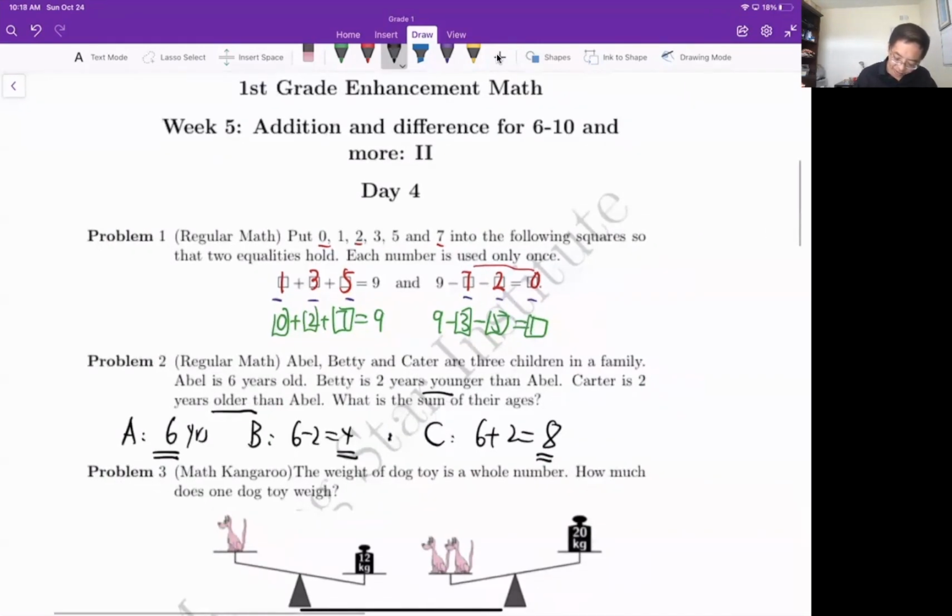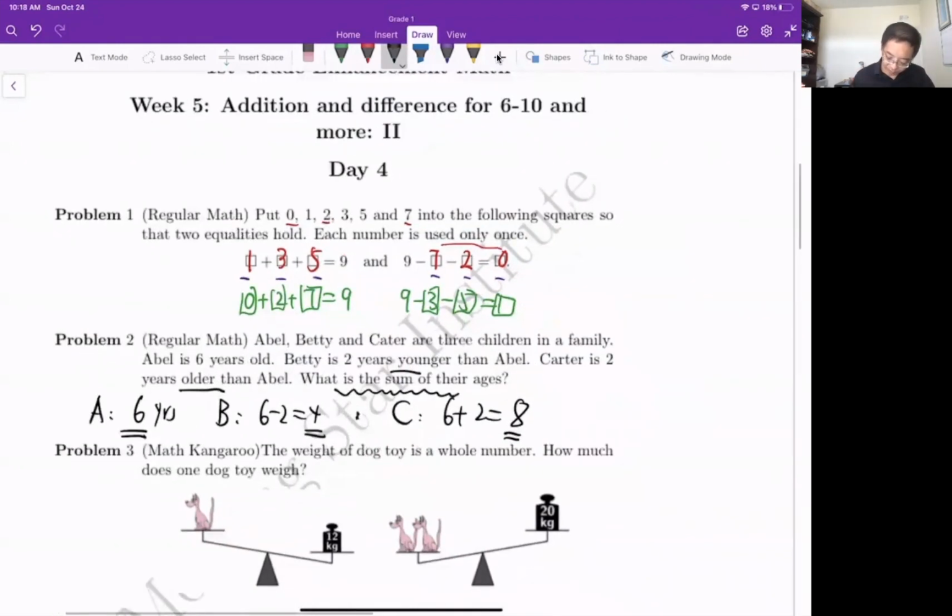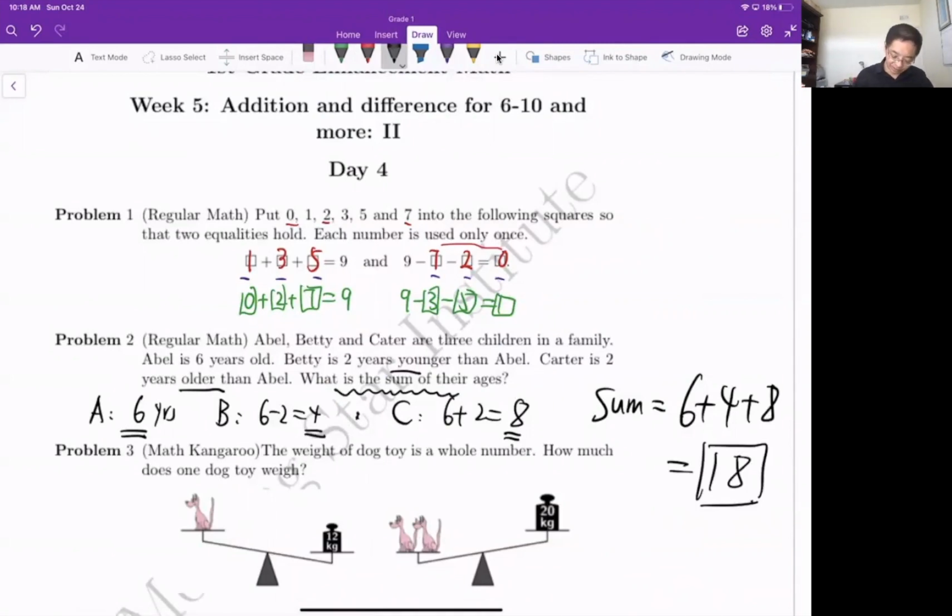What's the question? The question is, what is the sum of their ages, right? Sum means you add them up. So the sum equals 6 plus 4 plus 8, which is 18, right? So we get the total sum is 18.